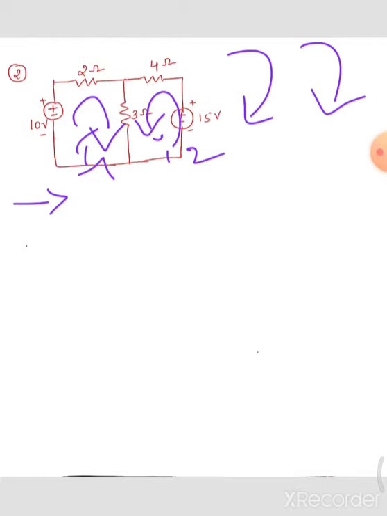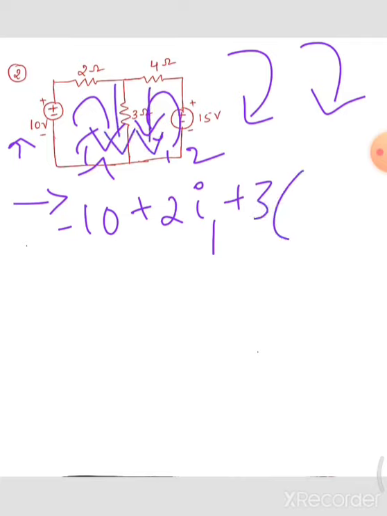KVL for the first loop, which is minus 10. Obviously you are reaching first minus 10, then plus 2 I1, okay, plus 3 ohm. Here current is what? I1 plus I2. Both the currents are flowing together, so it is I1 plus I2. Any other elements? No other elements. So it is equal to 0.